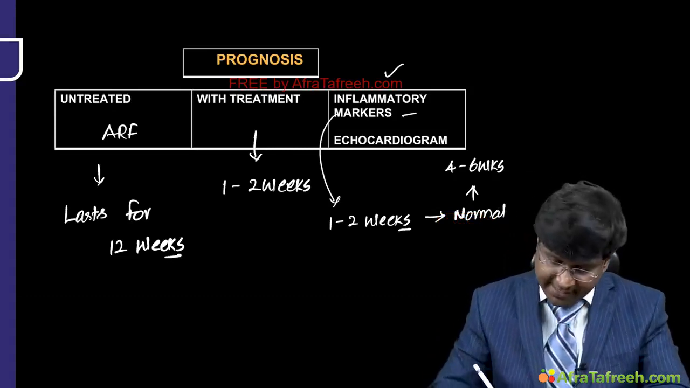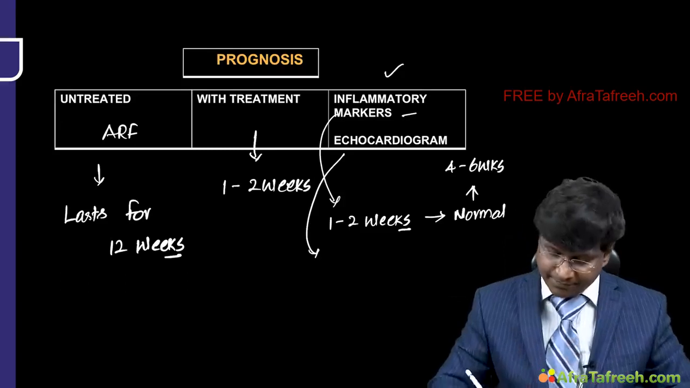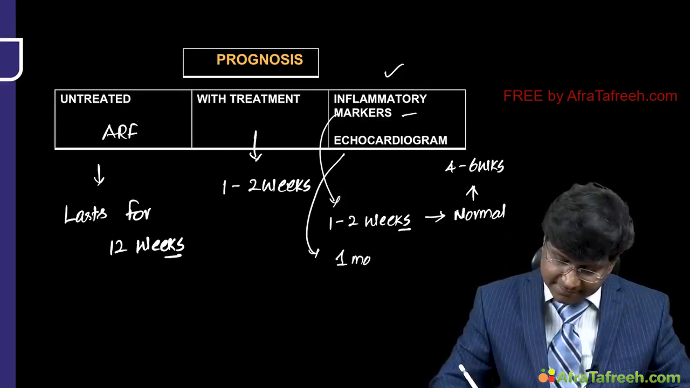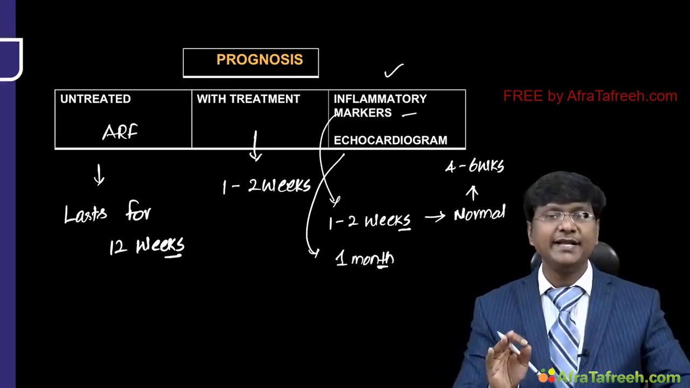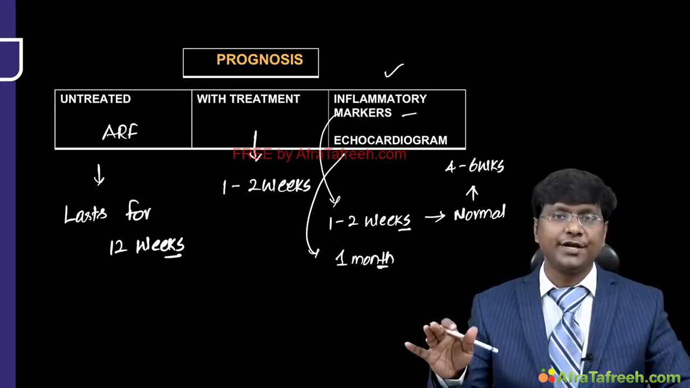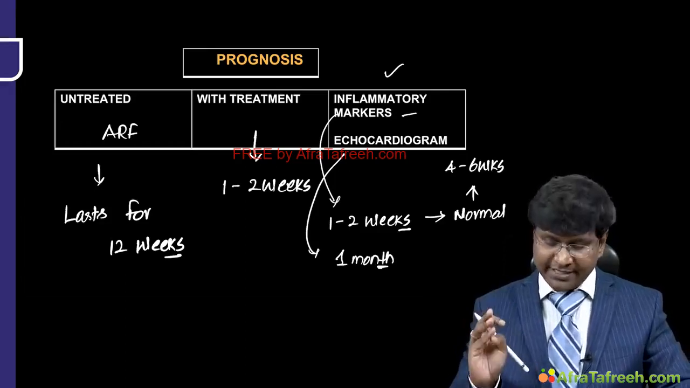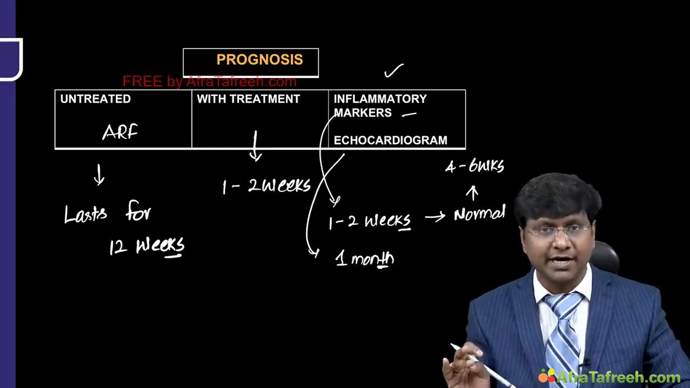And the next thing is you have to repeat the echocardiogram after 1 month. That is mainly to look for valvular abnormality and to look for any progression of the carditis. So this is how you have to monitor, based on the inflammatory markers as well as the echocardiography.